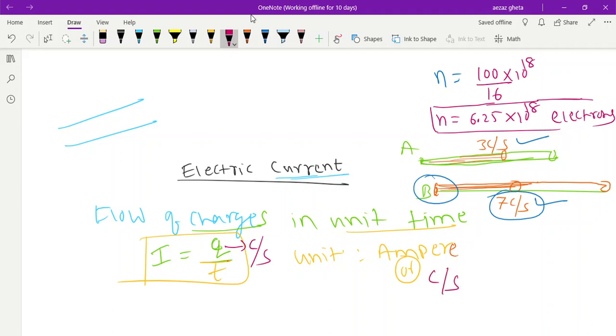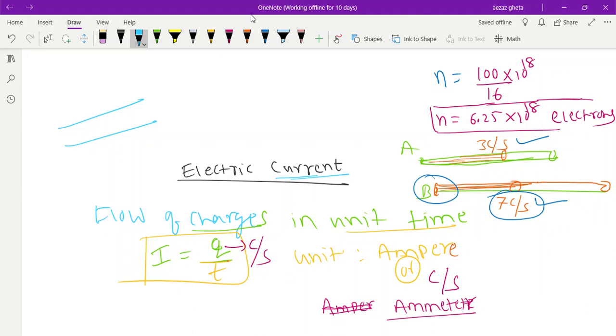And by what device can we measure the electric current? Electric current can be measured by using a device called an ammeter. What is the device? Ammeter. Okay, an ammeter is a device which is used to measure the electric current.